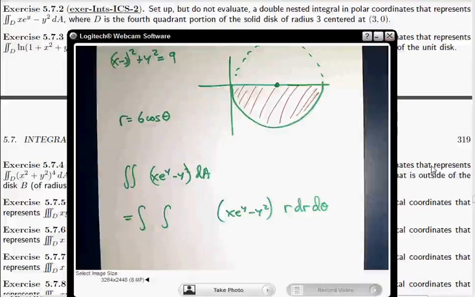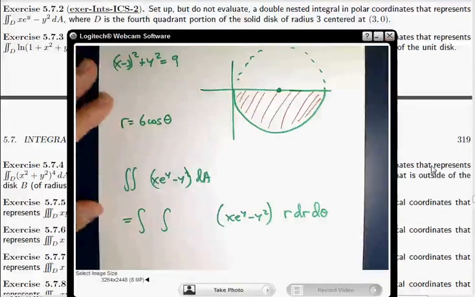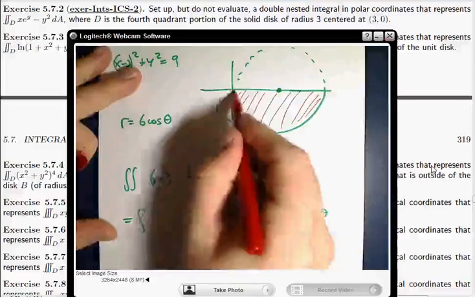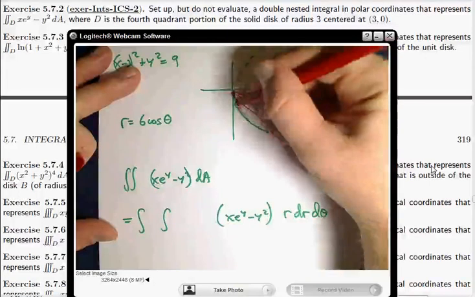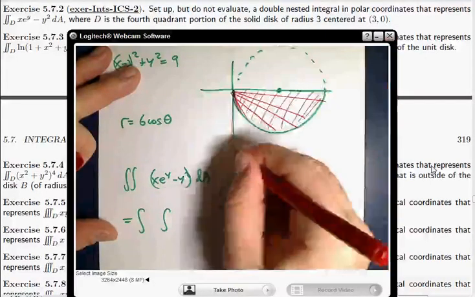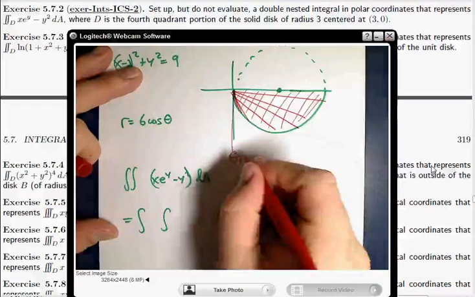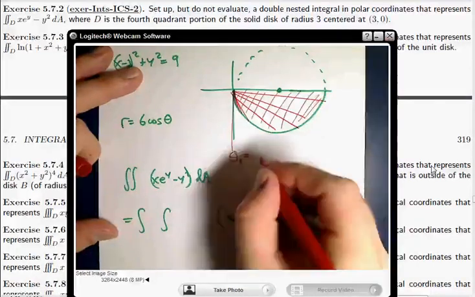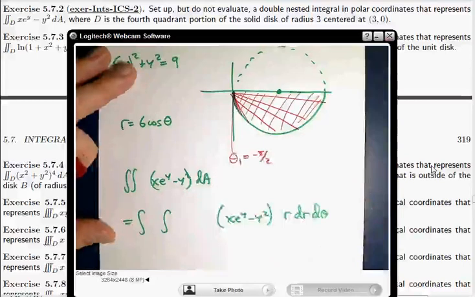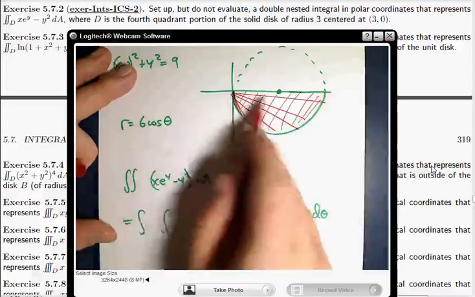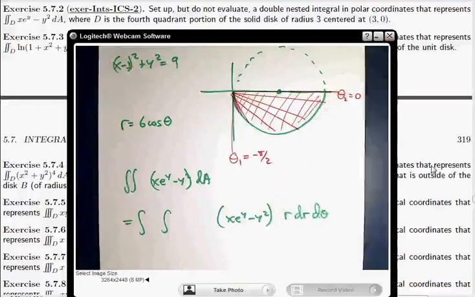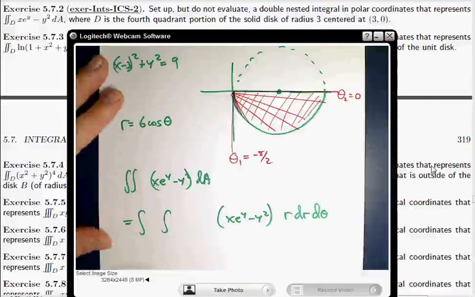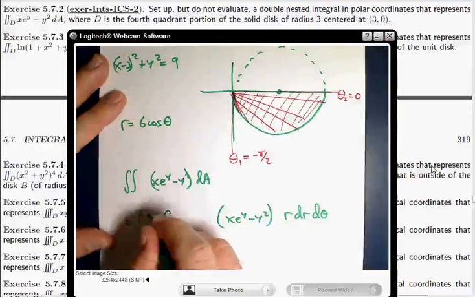Okay, so what's the range of values of θ here? Well, θ cross-sections look kind of like this. We're going to keep getting θ cross-sections right up into the point where our lowest θ cross-section is θ = −π/2. Then θ increases, etc., and your last θ cross-section is where θ is 0. Good? Everybody happy? So −π/2 to 0.